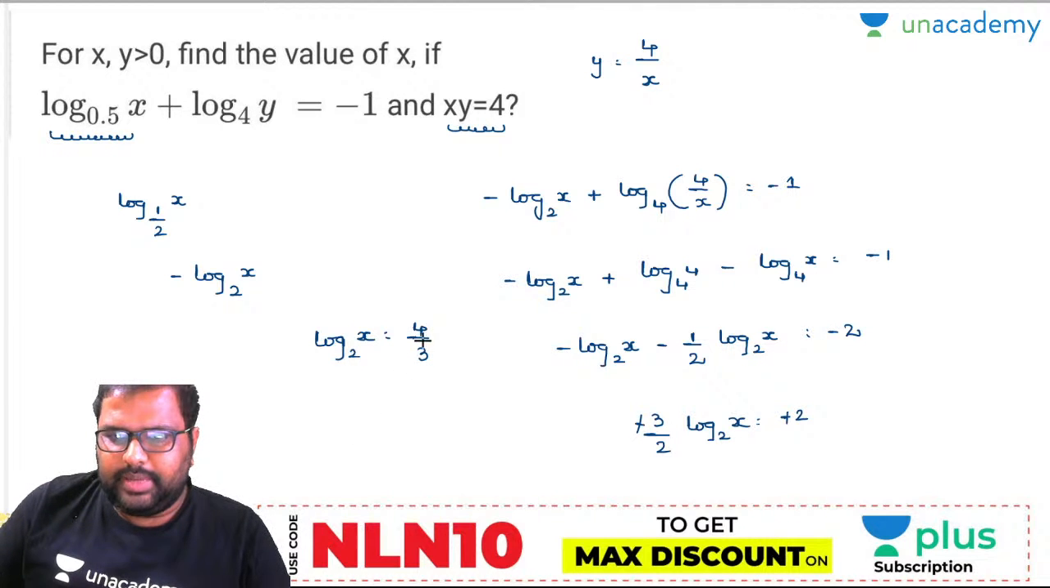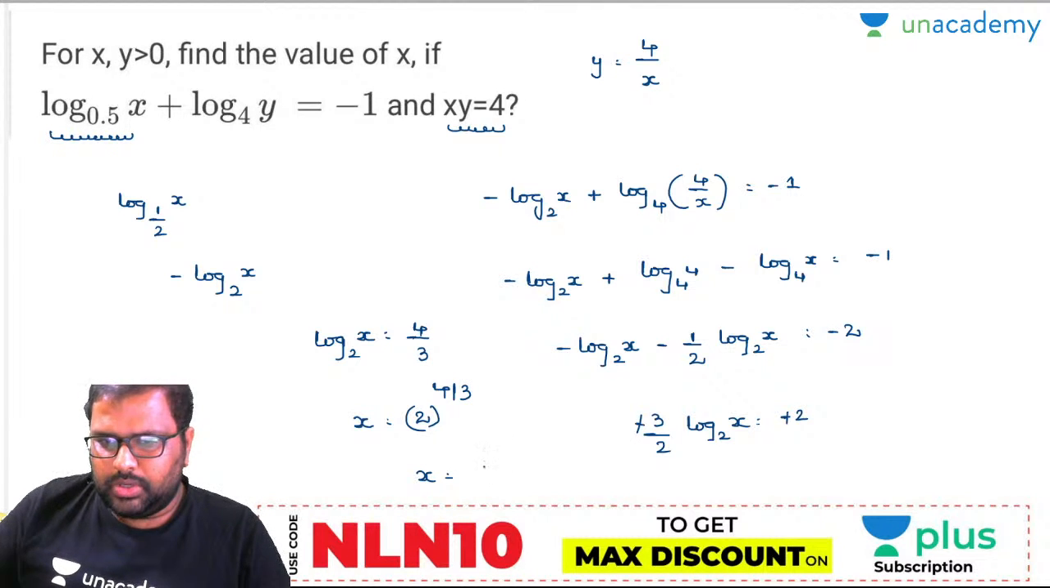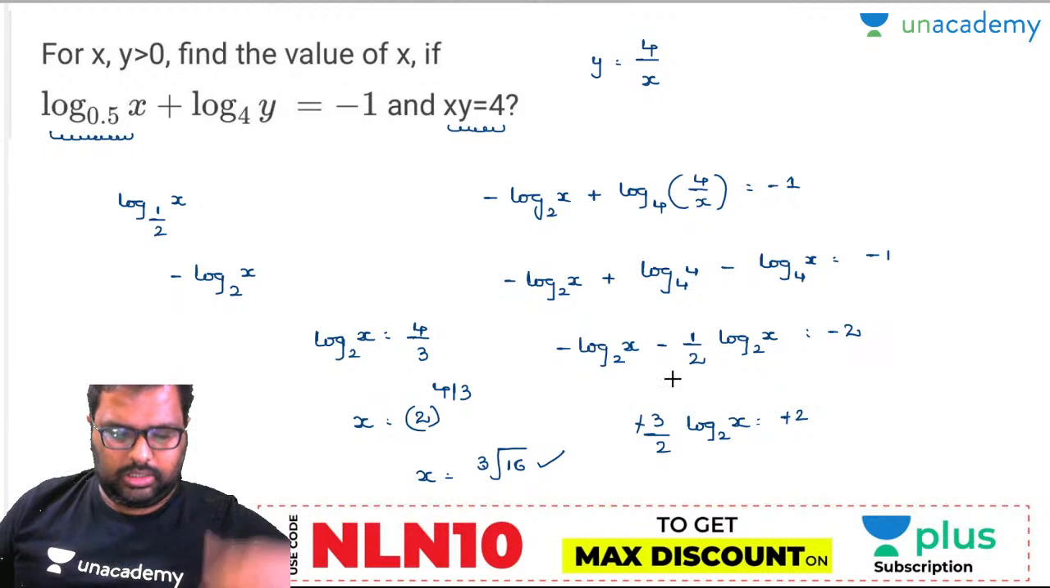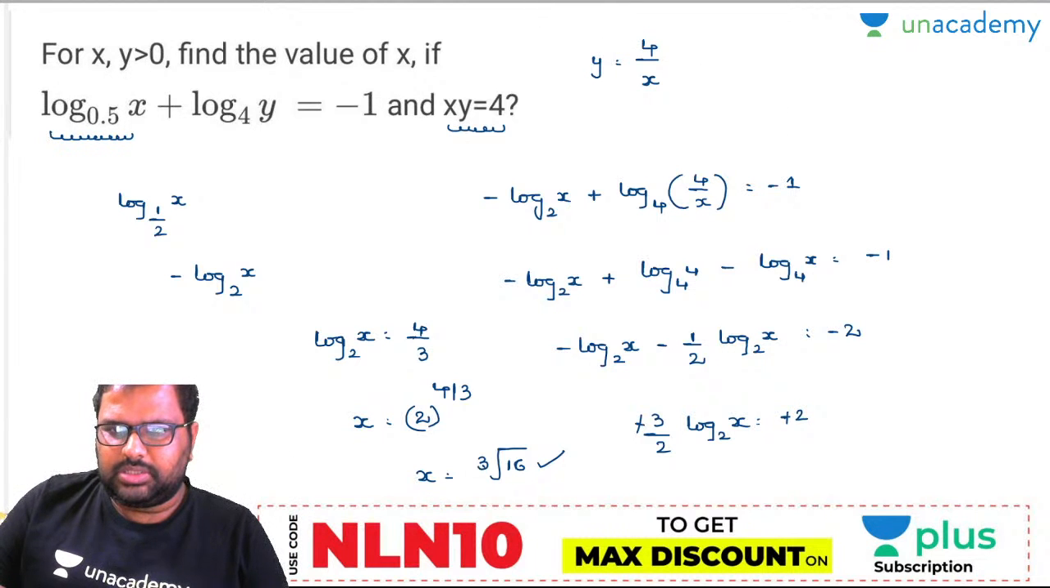And see here, this is base, this is power, and this is x value. x is equal to base 2 to the power of 4 by 3. So I can write this as x is equal to cube root of 2 to the power of 4, which is nothing but 16, and this is your answer. Clear? Normal basics, logarithms can be easily solved once you are very strong on the basics.